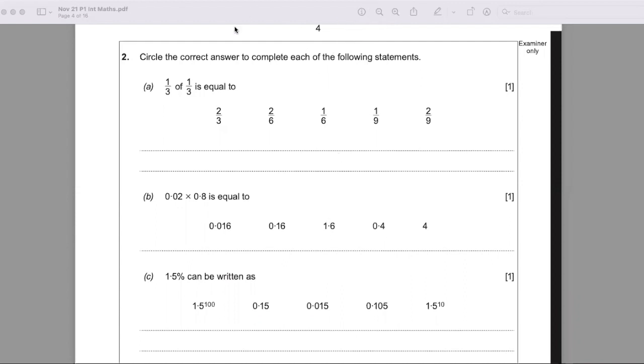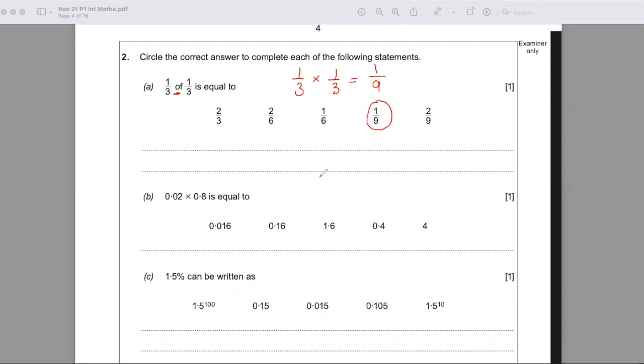A third of a third is equal to, now in maths, 'of' just means times. So you actually do a third times a third. And we multiply across, so that would be 1 over 9. So 1 times 1, 3 times 3. So that is the answer.